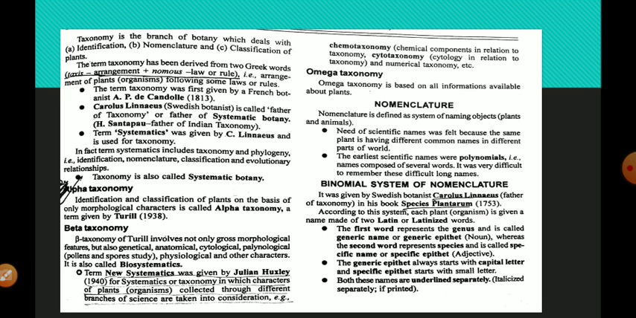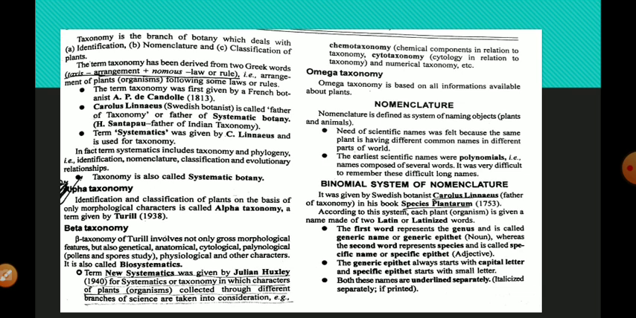Then comes omega taxonomy. Omega taxonomy is based on all of the information available about the plants. It is a combination of alpha and beta taxonomy, and it is the higher taxonomical group.